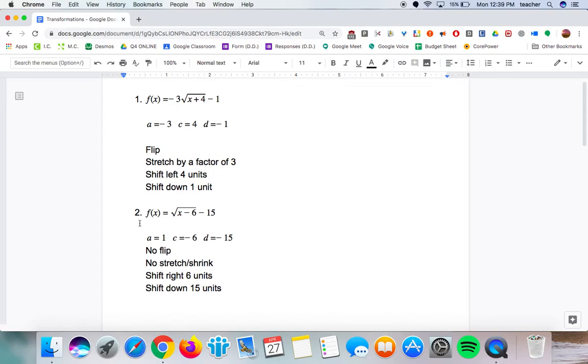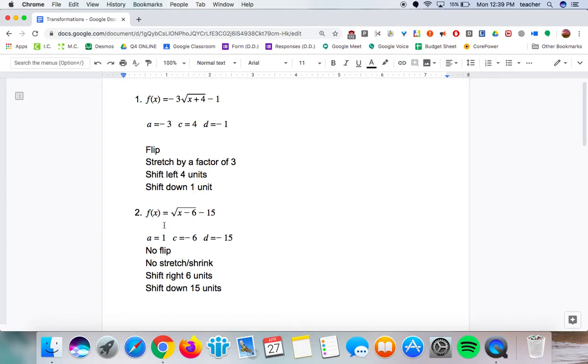So far, this is what you guys have been doing, right? I've been giving you a function. You've been identifying A, C, and D, and you've been telling me what A, C, and D are actually doing to the graph, right? We have a negative, so we flip. The absolute value of -3 is bigger than 1, so we have a stretch. Our C value is positive, so we're going to go to the left 4 units, and our D value is negative, so we're going to go down 1 unit.